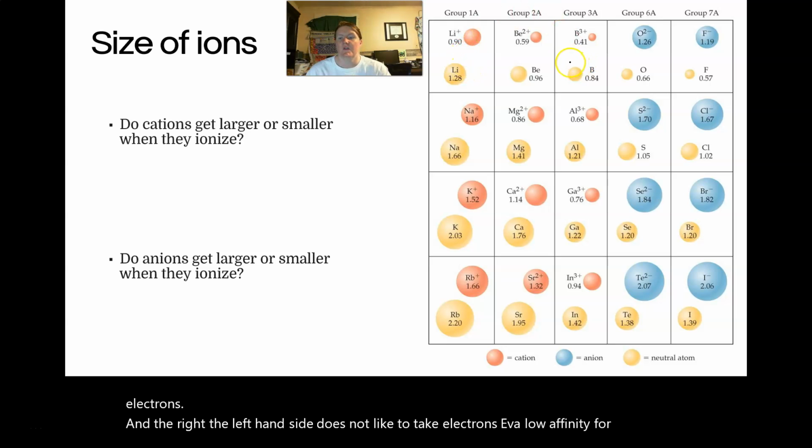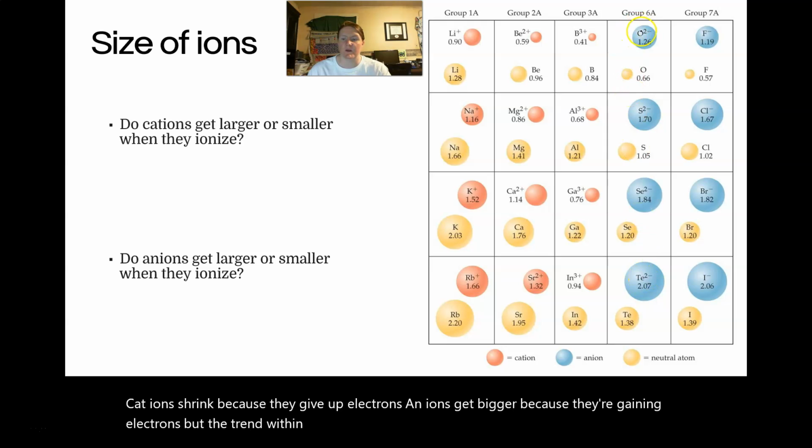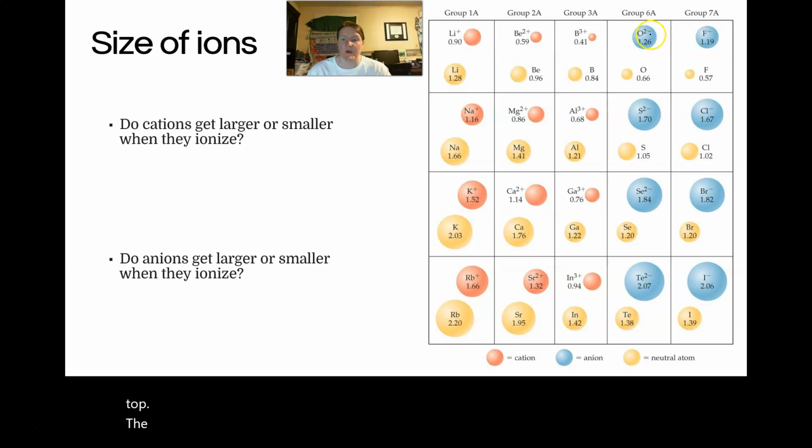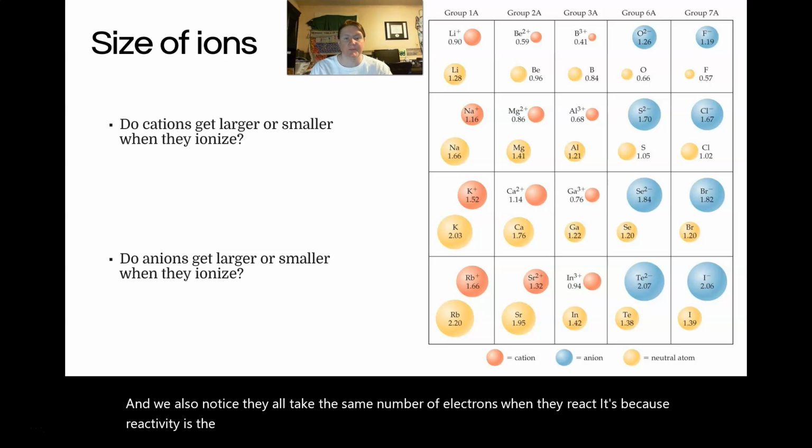Okay, so cations shrink because they give up electrons. Anions get bigger because they're gaining electrons, right? But the trend within each group is still the same. So we notice that at the top, the cation of oxygen is still way smaller than the bottom, which is tellurium. Okay? And we also notice they all take the same number of electrons when they react. It's because reactivity is the basis for the periodic table.